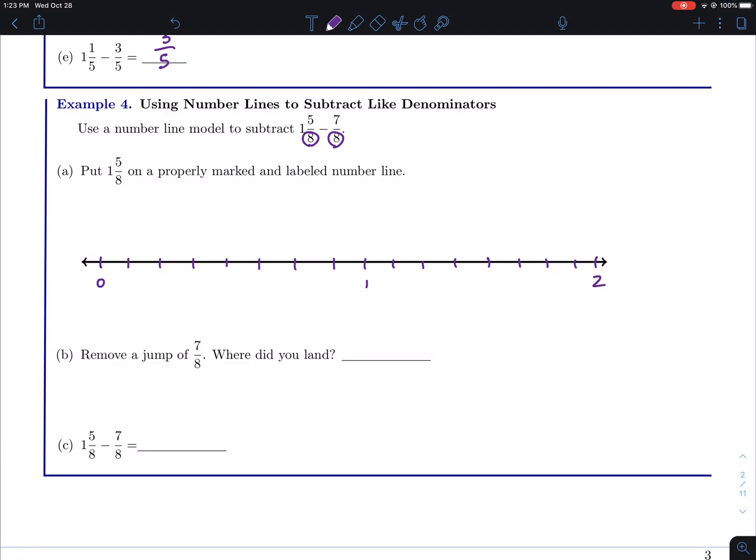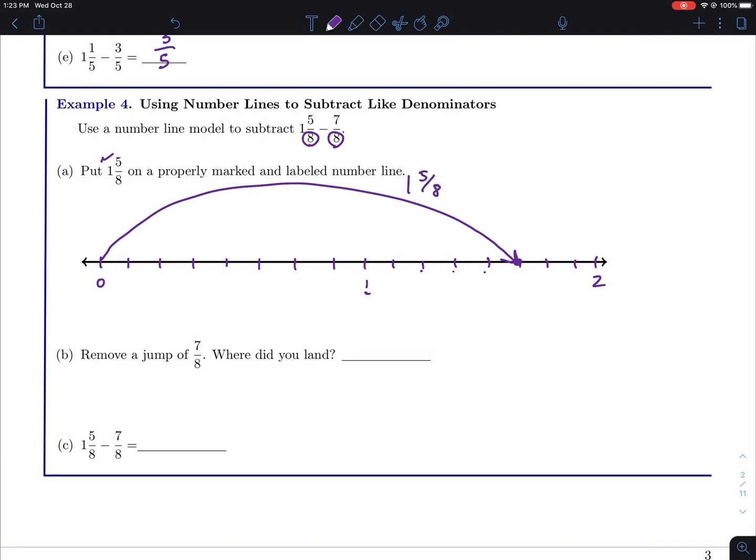And so again, we want to plot the bigger number first at 1 5/8. So in this case, we'd start with 1 and then count over 5 tick marks to get our 5/8. So 1 1/8, 1 2/8, 1 3/8, 1 4/8, 1 5/8. So there's where we want to land. Now we want to do a big arc that goes from here to here.